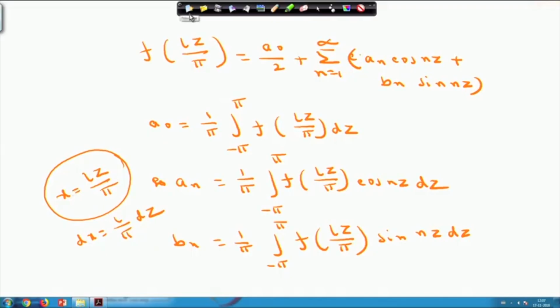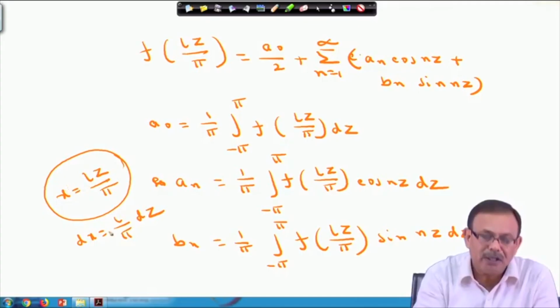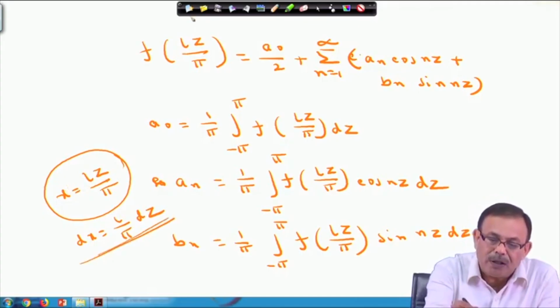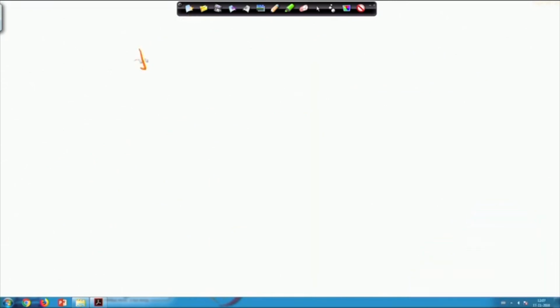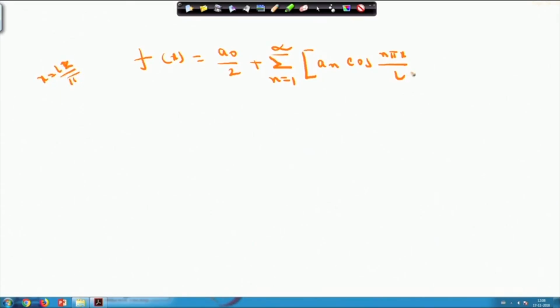So, if I do that by transforming x equals L z by pi and dx equals this quantity, then I can write down f x equals a naught by 2 plus summation n equals 1 to infinity a n cos of n pi x by L, because x equals L z by pi, so putting the value of this n z was there.